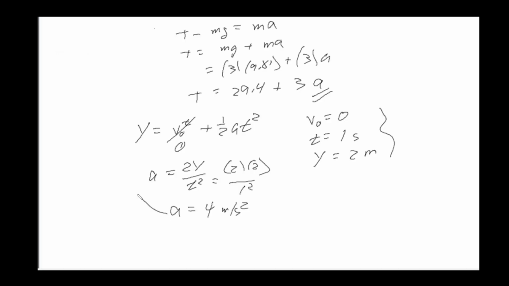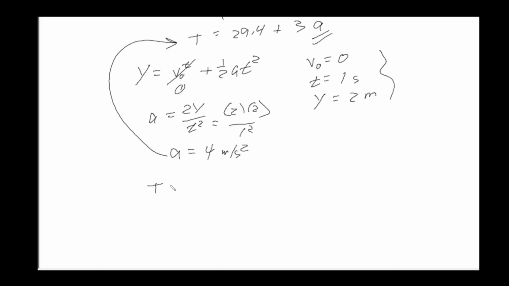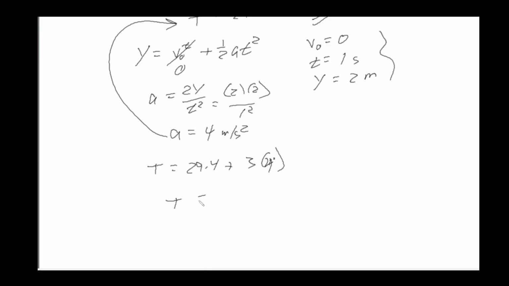So plugging that in to that equation, we get T is equal to 29.4 plus 3 times a, which is 4, or T is equal to 41.4 newtons. That's the tension on the string in the elevator.